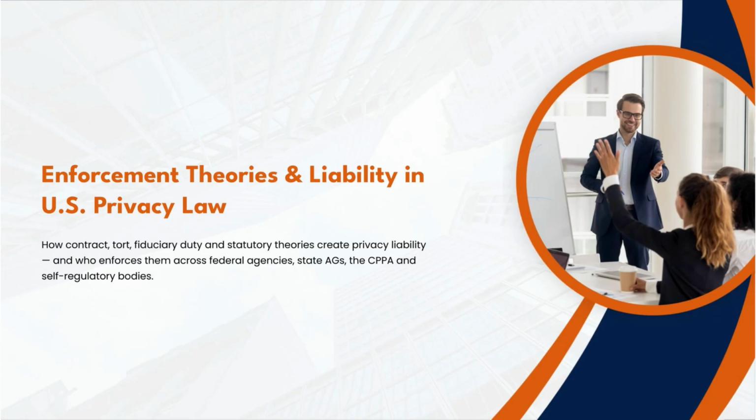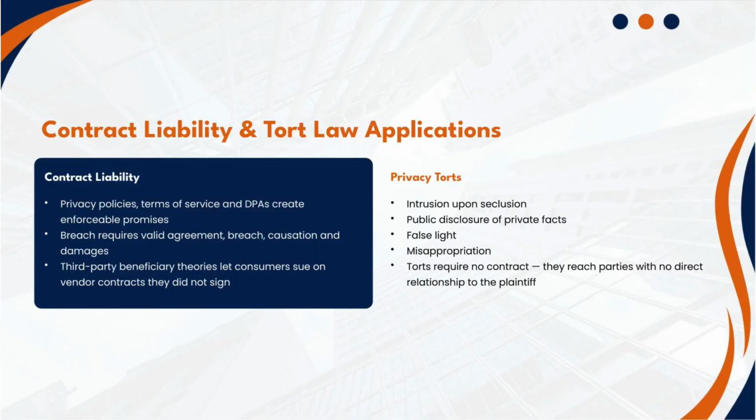Federal agencies, DOJ, state AGs, the CPPA, cross-border coordination through GPEN, and the self-regulatory enforcers like PCI DSS. By the end, you'll understand not just what the rules are, but what happens when you break them. Let's start with the 2 ways a private party can come after you. Contract and tort. They're fundamentally different, and knowing which one you're facing changes everything.